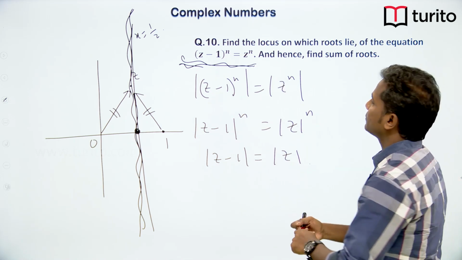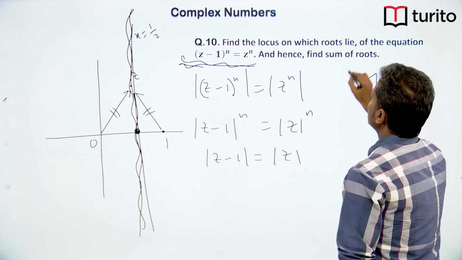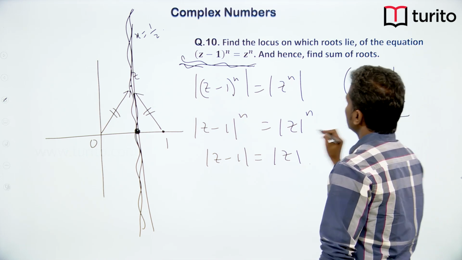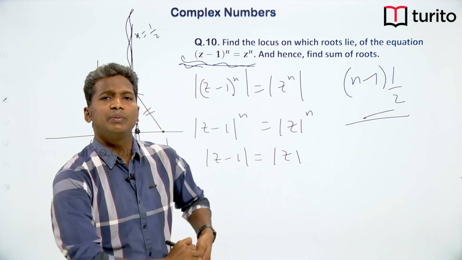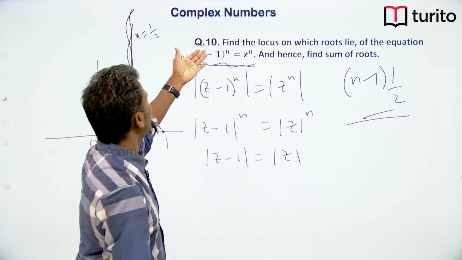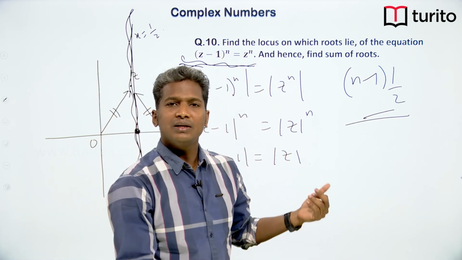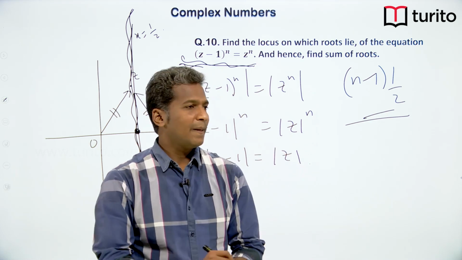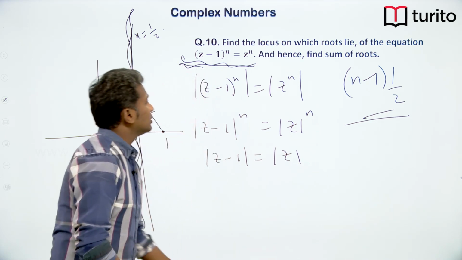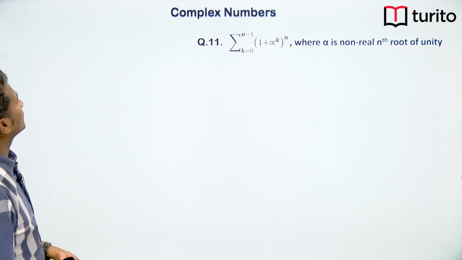Now, for n minus 1 roots, we can just say that the sum of all roots is n minus 1 by 2. This we can say by pure geometry, or by expanding this using the binomial theorem also, we can conclude that the sum of roots will be this. Okay. Now, we will move on to the next question.